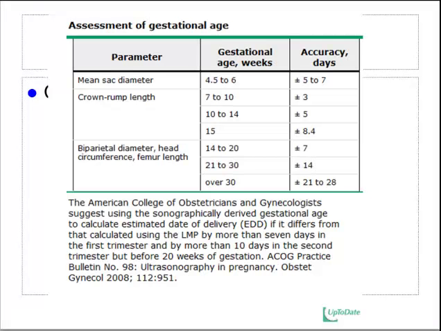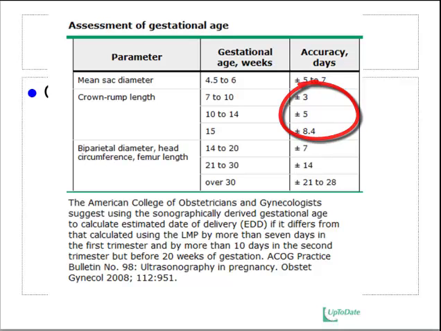I thought this was a nice little chart from UpToDate, so I added it to really think about assessment of gestational age and really how accurate is it? Well, this says it all, really. The mean sac diameter, if you can get an ultrasound somewhere between 4 and 6 weeks, we're going to be pretty darn accurate on that fetal gestation. Crown to rump length is used somewhere between 7 and 10. You're going to have a window of like 3 days of accuracy, which is really, really good.